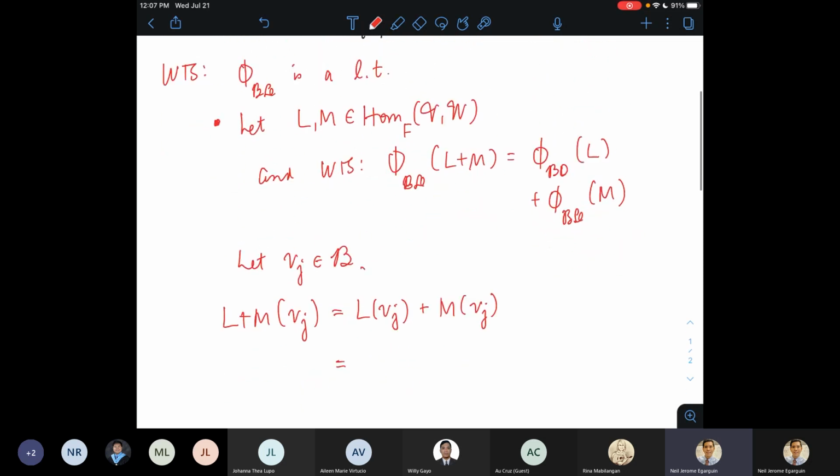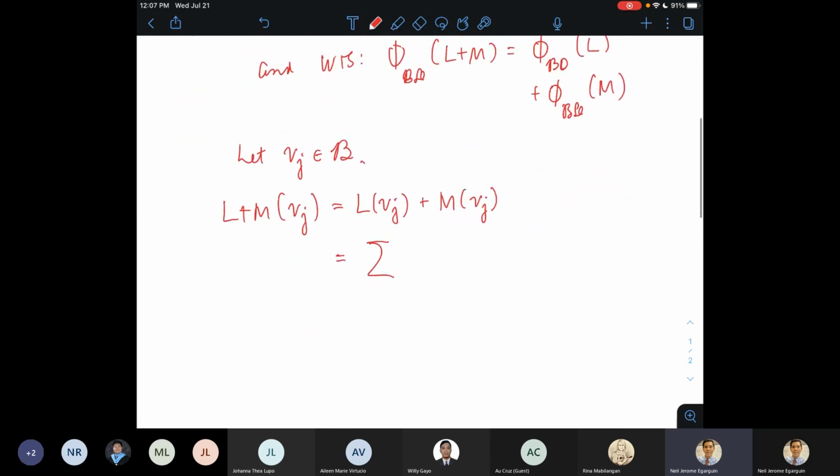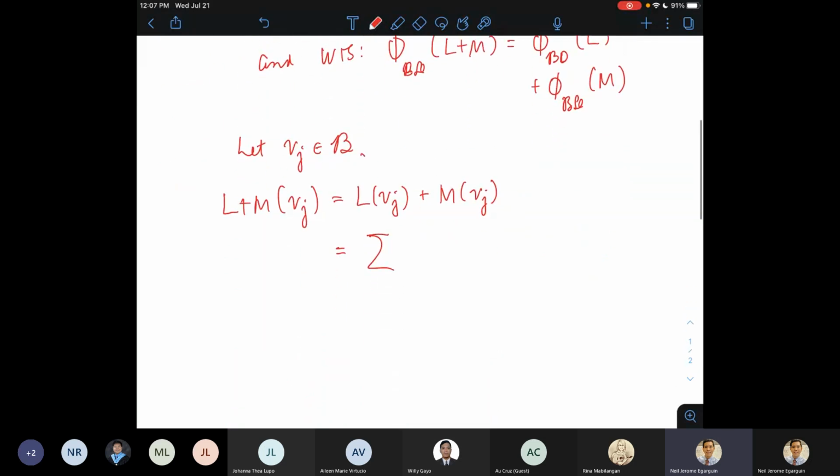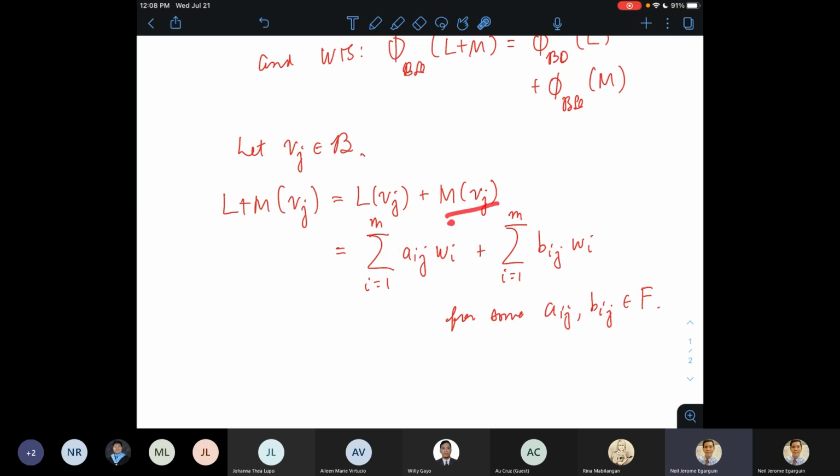And then let's assume that L of Vj is equal to the sum of Aij Wi, going from 1 to m, plus, let's use Bij Wi, going from 1 to m, for some Aij, Bij coming from the field F. Okay, so here I am supposing that L of Vj is the linear combination with respect to the Wi's with coordinates Aij, and M of Vj is the vector from W with scalars Bij, the coordinates Bij with respect to the basis elements Wi's.